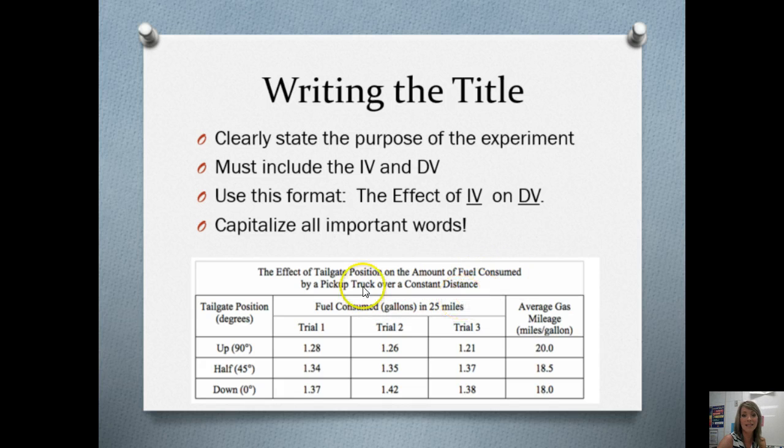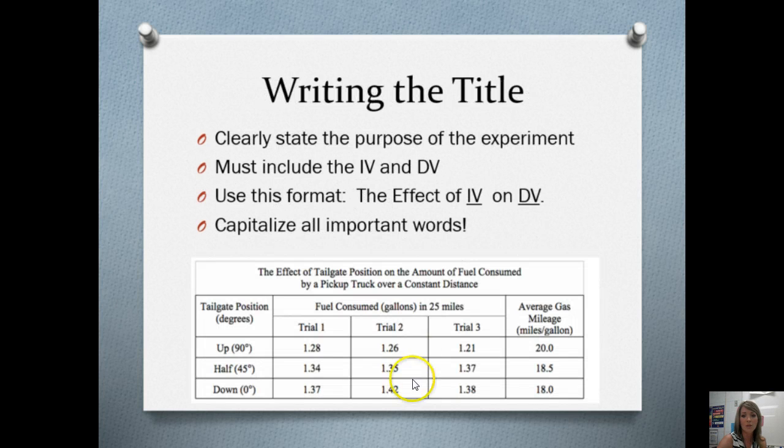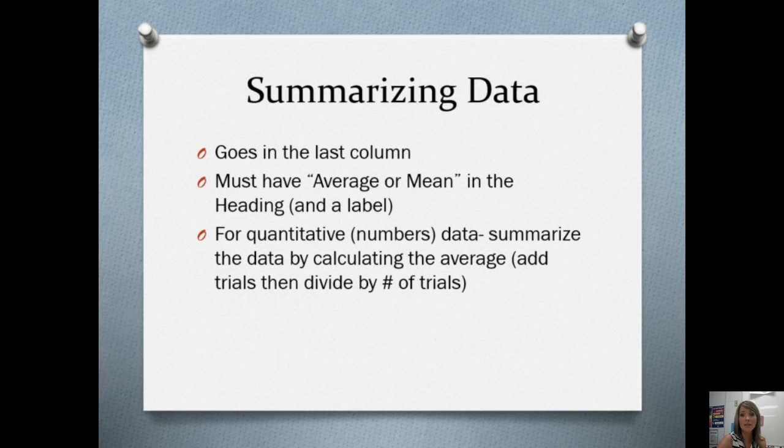Notice here in this example, the effect of tailgate position on the amount of fuel consumed by a truck over a constant distance. They use the effect of the IV, which is the tailgate position, which you can find right here in the first column, on the DV, which is going to go here, the amount of fuel consumed. So you can pull these for your title from here in your data table, because this is always going to be the IV in the first column, DV is going to be in the middle column. And then the last column is going to be your summarizing data.